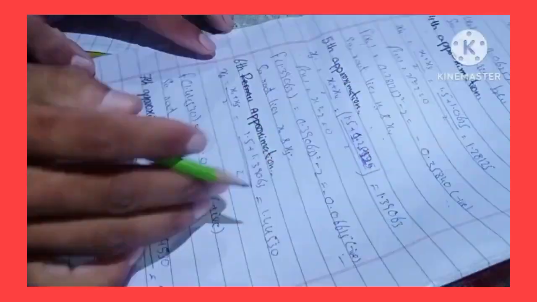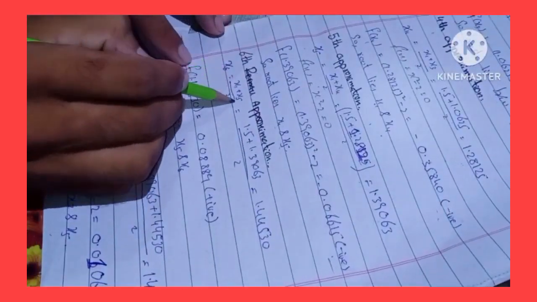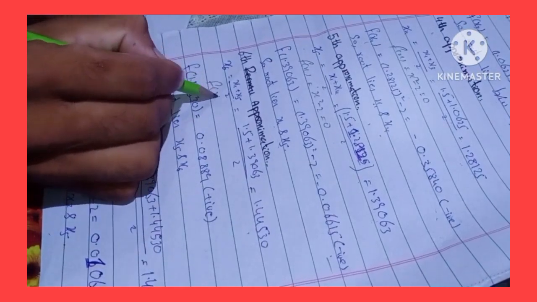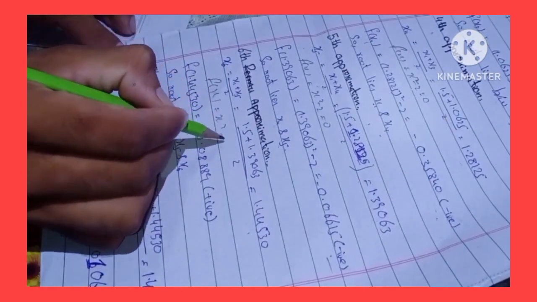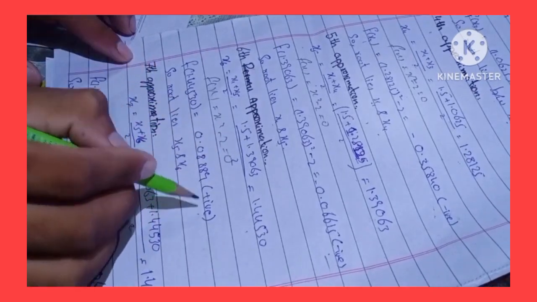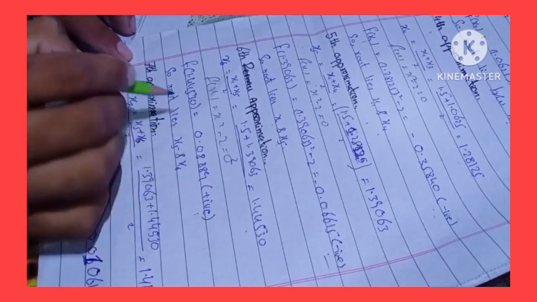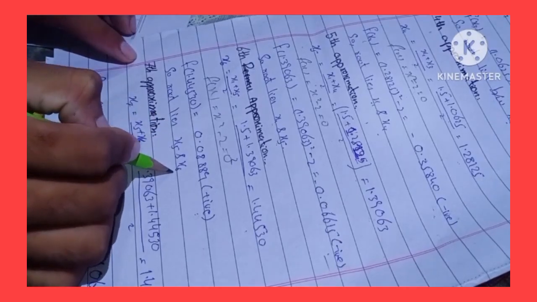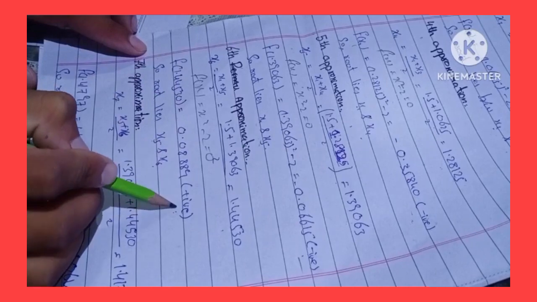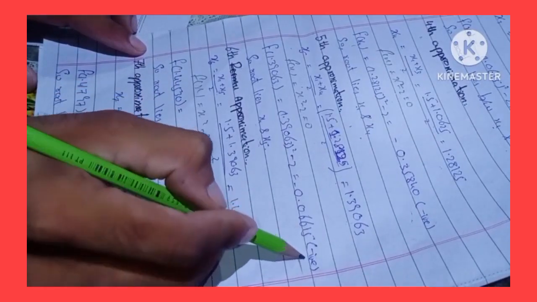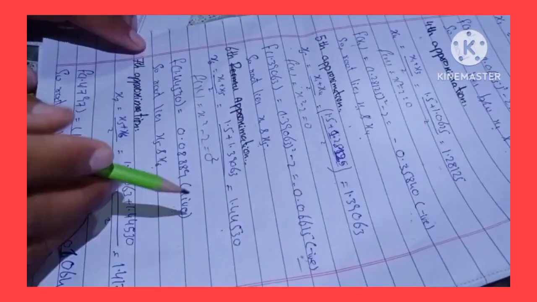The sixth approximation is between x1 and x5. Then solve it. These values are put into f(x) = x² − 2 = 0. Then solving it gives a positive value. So the root lies between x5 and x6, because x6 is positive and x5 is negative. So the root lies between the values where the sign is changed.